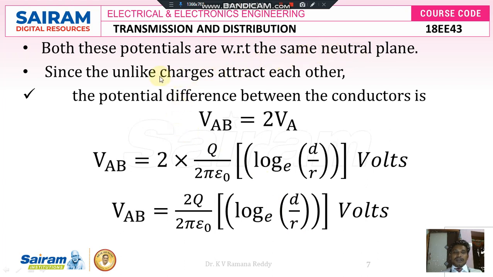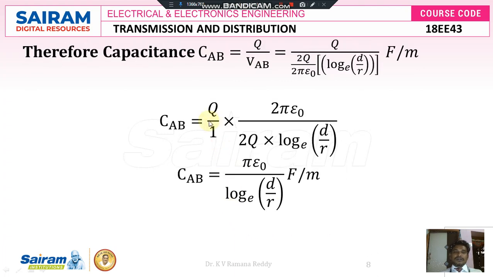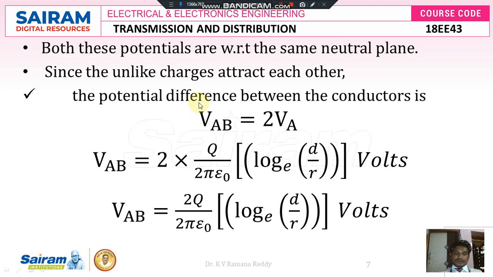Since unlike charges attract each other, the potential difference between these two conductors, that is VAB, I can write like 2VA. I am going to substitute VA here. So VAB is equal to Q by 2 pi epsilon naught log of base e d by R volts. If I multiply by 2 here, the equation becomes 2Q divided by 2 pi epsilon naught log of base e into d by R volts. So this is the overall potential difference between conductor A and conductor B.